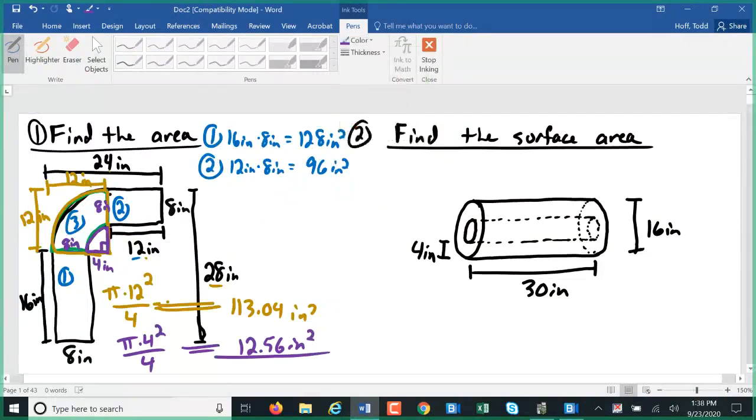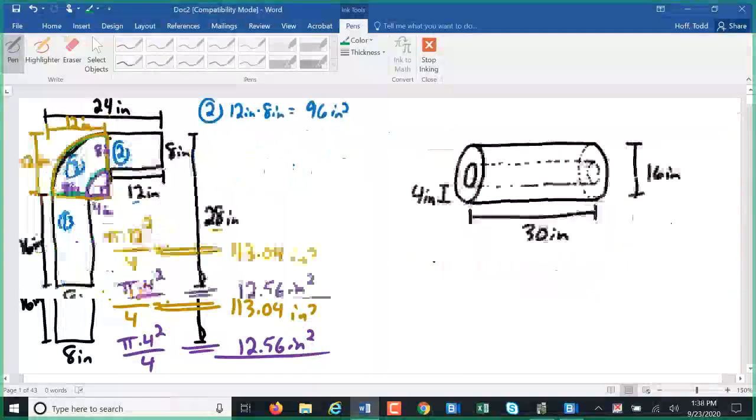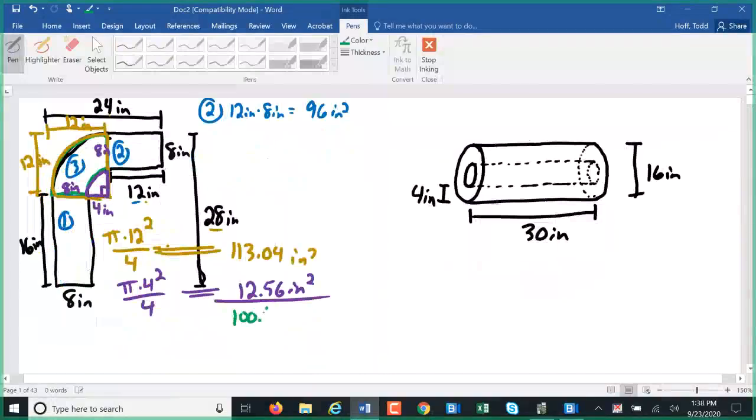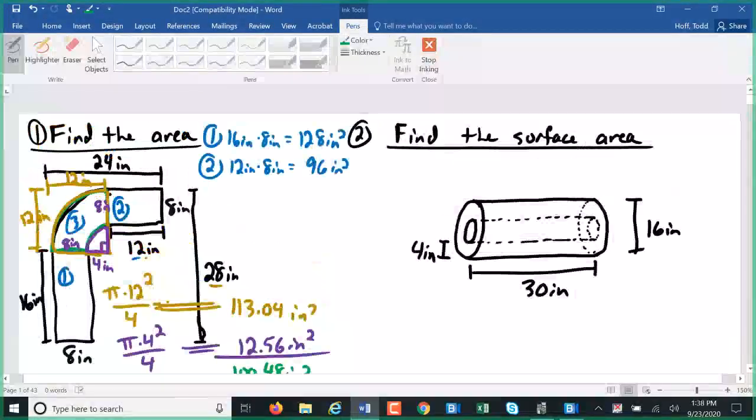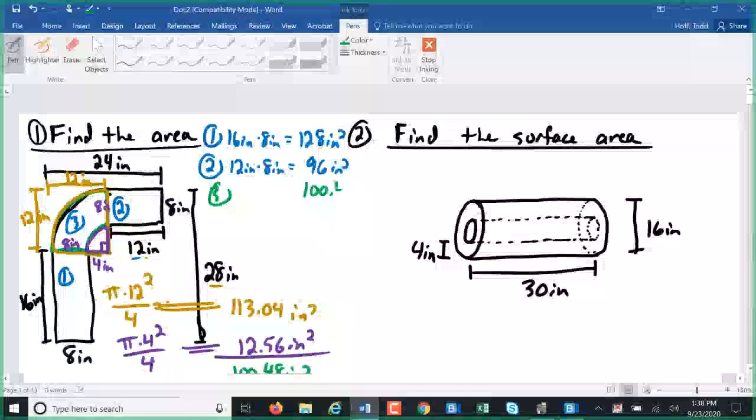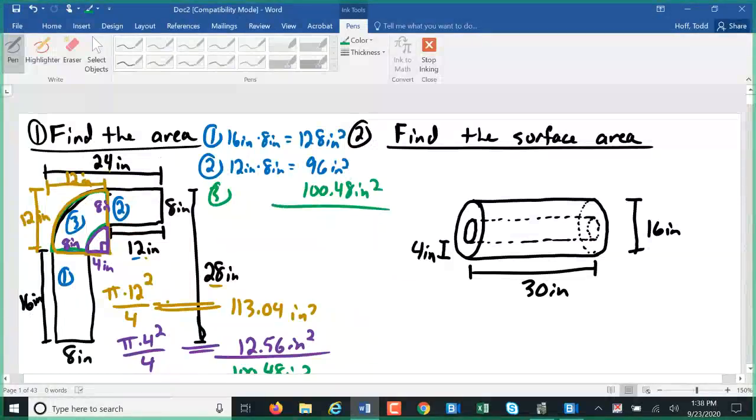We can subtract that now to get 100.48 square inches. So that goes up here. That's our third piece. 100.48 square inches. That adds up to 324.48 square inches. Is our total area for that.